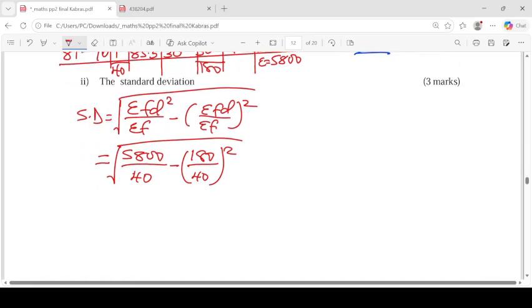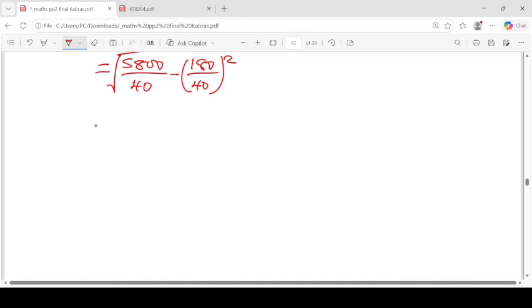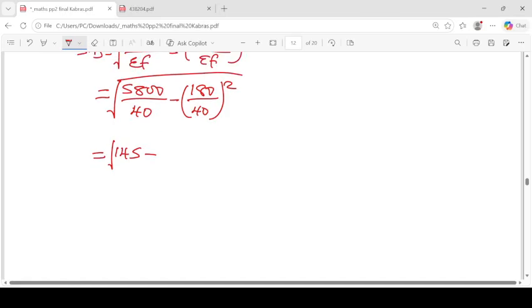So this becomes the root of 5800 divided by 40, that is 145, minus 180 divided by 40. When you square it, it is 20.25.